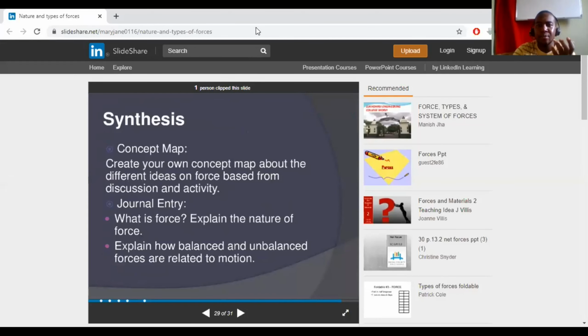All right, so we're going to move on from types of forces. We're going to look now at moments. Anyone want to give me the definition that they have for moments?